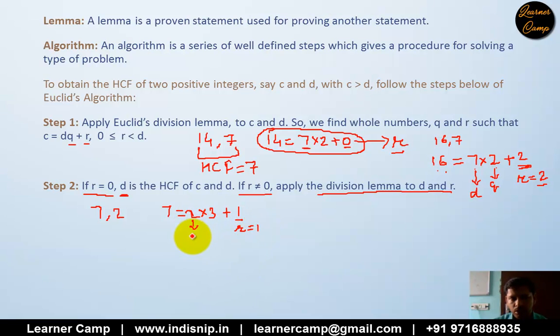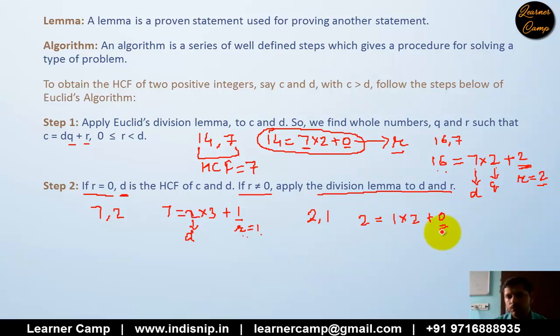D in this case is 2. So we again apply Euclid's division lemma. Now in this step we apply it for D, that is 2, and R, that is 1. So we apply it for 2 and 1. So 2 equals 1 multiplied by 2 plus R, that is 0. Now in this case we are getting the remainder 0.